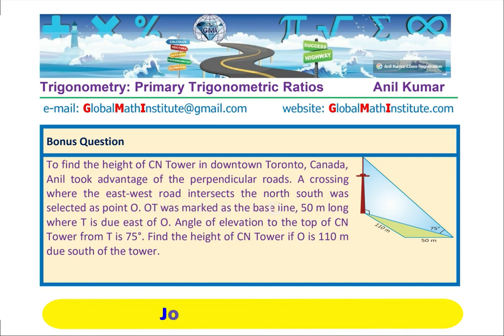OT was marked as the baseline. So this is the baseline, 50 meters long, where T is due east of O, right? Angle of elevation to the top of CN Tower from T is 75 degrees. From T, the angle of elevation. Find the height of CN Tower if O is 110 meters due south of tower. Many technical terms are used here. So these will help you to understand and to get ready for the higher level of questions coming soon. You get the idea.